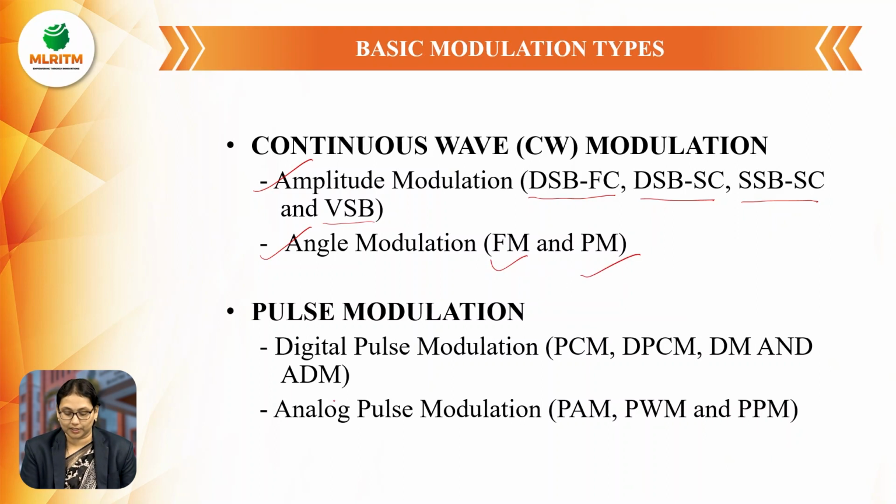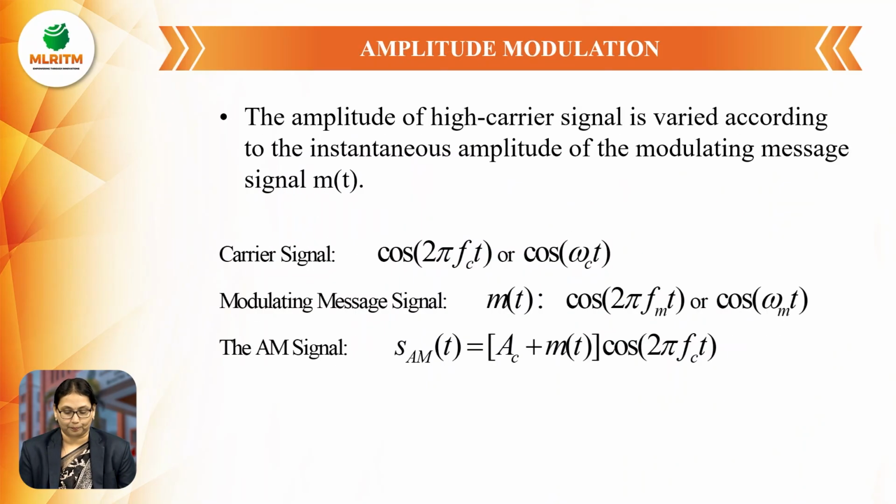Coming to pulse modulation, so digital pulse modulation technique and analog pulse modulation. So digital pulse modulation technique comes under pulse code modulation, differential pulse code modulation, delta modulation, and adaptive delta modulation. So analog pulse modulations are pulse amplitude modulation, pulse width modulation, and pulse position modulation. These are the basic types of modulation systems.